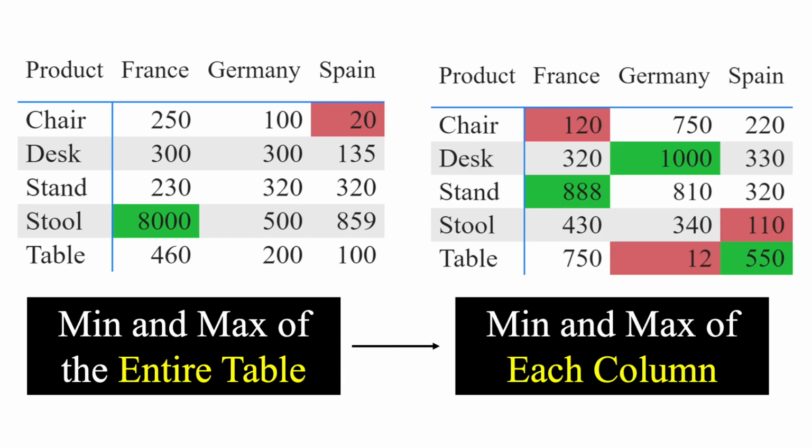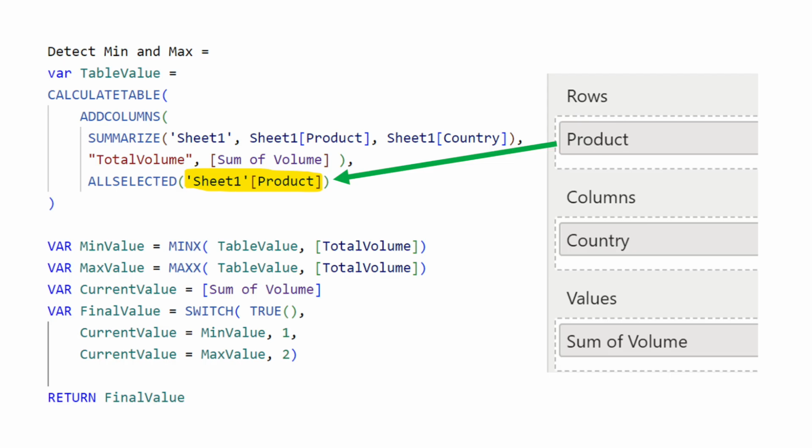But what if we want to have the min and max for each column? That means we need to make a slight change on the measure. So in the detect min and max measure, we need to add one more thing into the formula. Whatever dimension we put on the rows, we will put the same thing in the ALLSELECTED function.